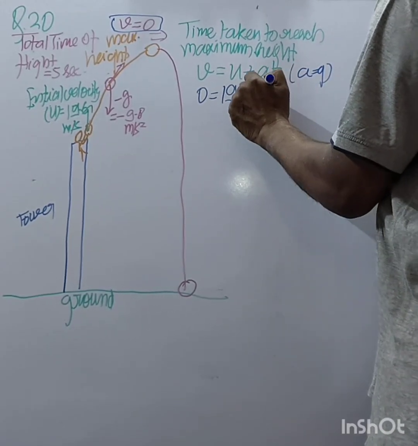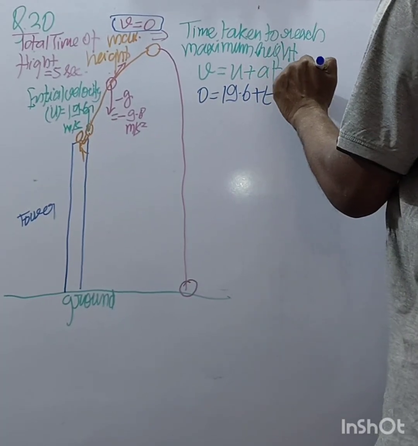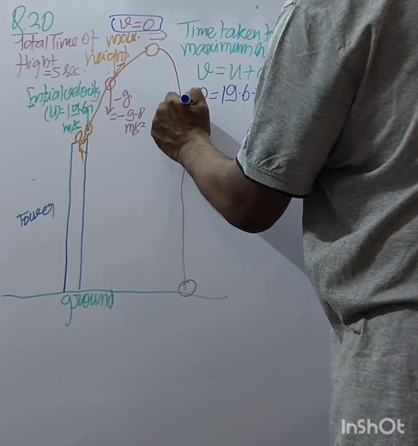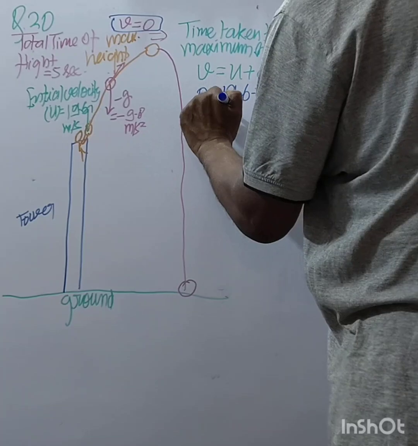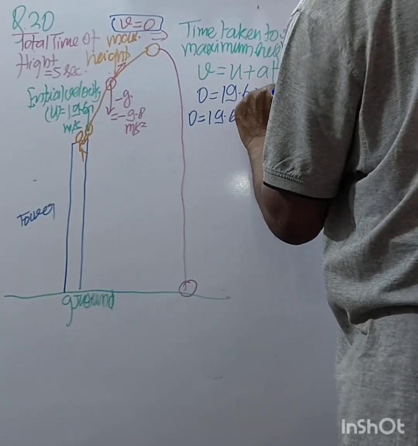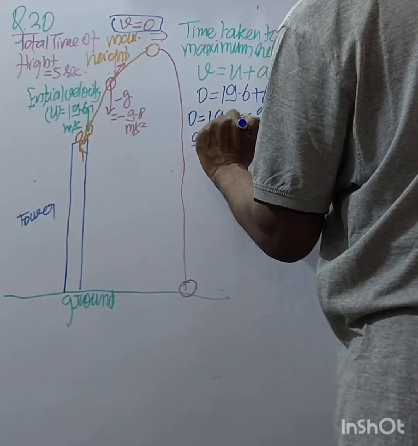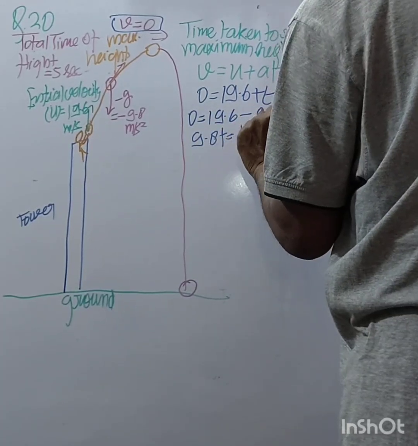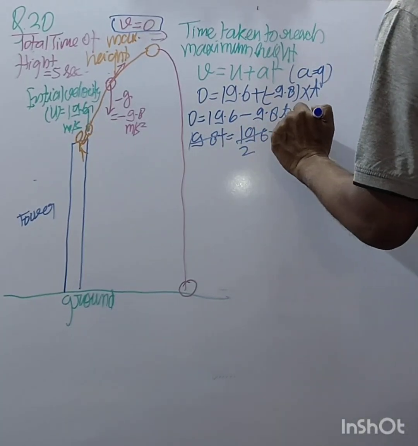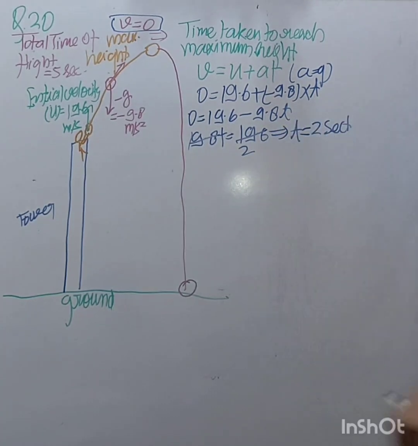So negative 9.8 into t, right? So you can write 0 is equal to 19.6 minus 9.8 t, or you can write 9.8 t is equal to 19.6, therefore it is 2 times. So t is equal to 2 seconds. Right?